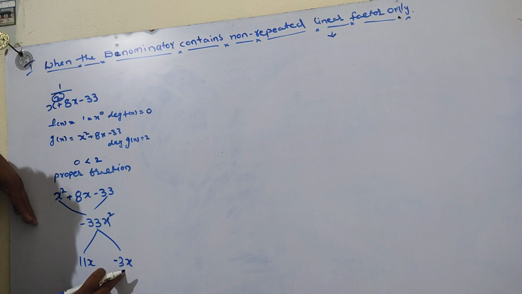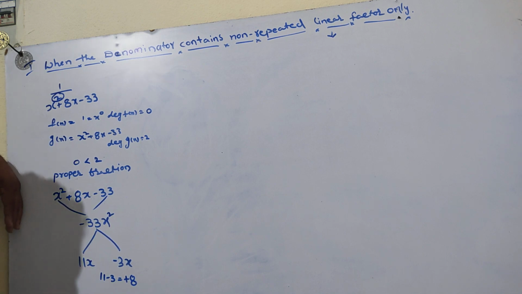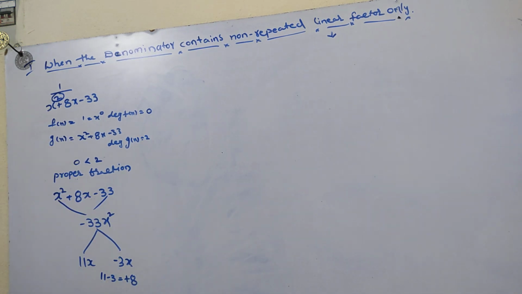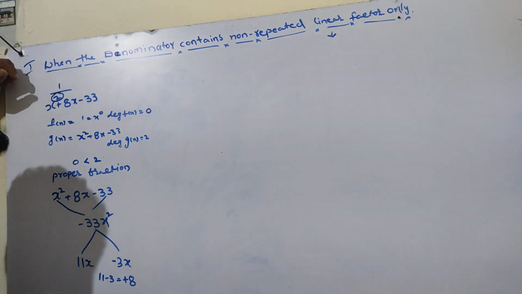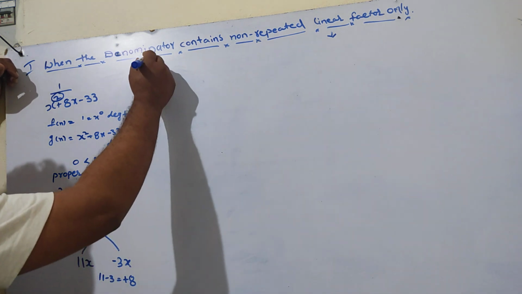Why are we taking minus here? Because we have the x value positive. 11 minus 3 is equal to plus 8. When we add these two terms, we get the 8. So in this place we are substituting, writing 11x minus 3x.